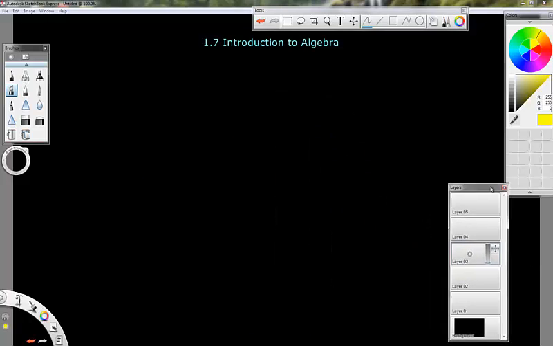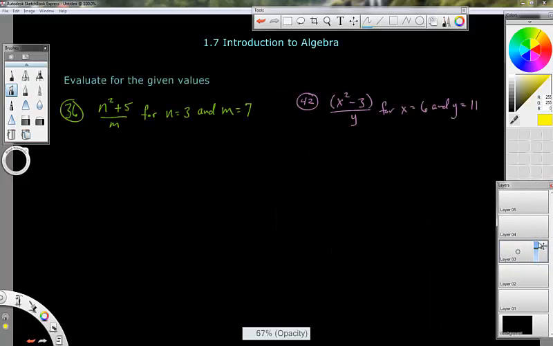Now, let me show you this style of problem. This says evaluate for the given values, and I got 2 of them set up here, and these are the numbers out of the books here. So here we go. When it says evaluate, that means you're going to plug numbers in and solve. All right, so we need to stick the 3 in for this n and the 7 in for the m. So this is going to be, here's my line, 3 squared plus 5, just set it all up first, over 7.